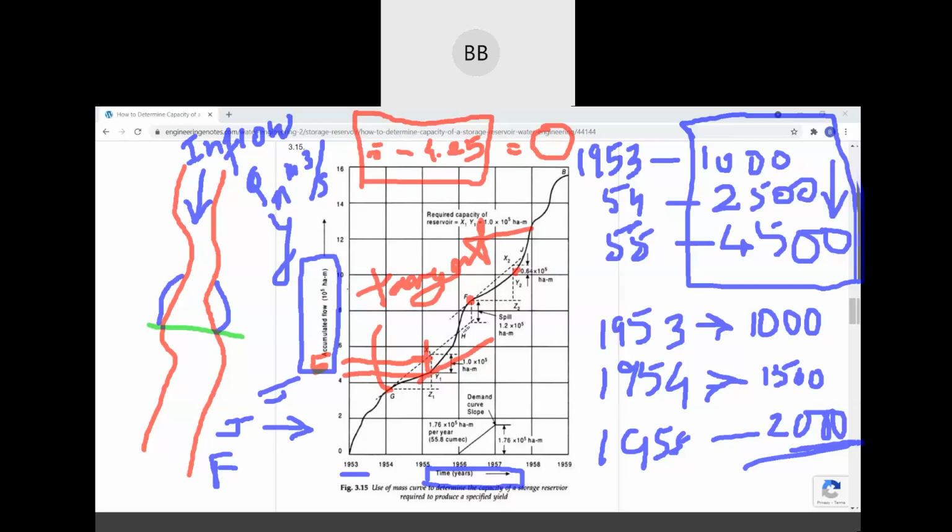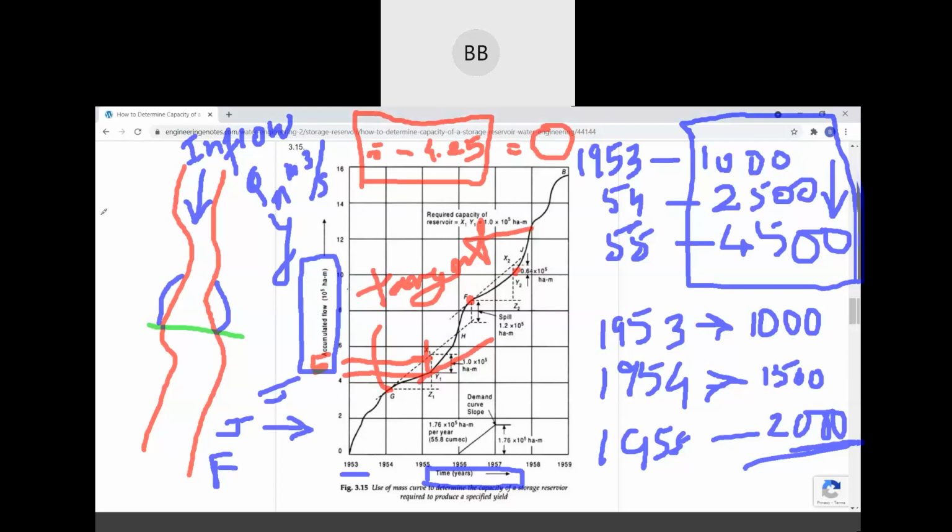So don't worry, we will solve one numerical related to this. Any doubts regarding this mass curve for reservoir storage? Okay, then we move on.